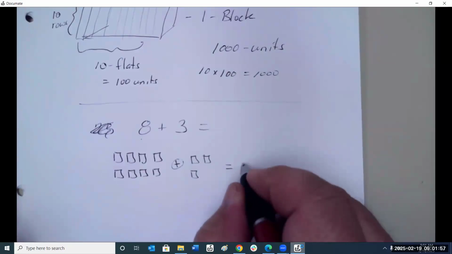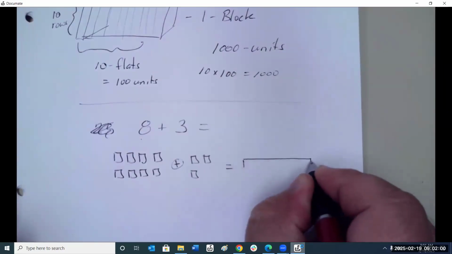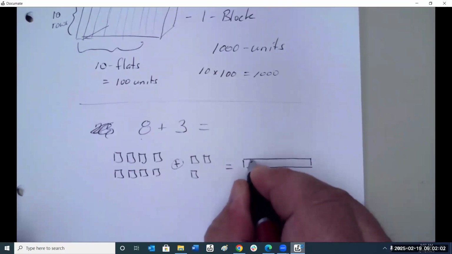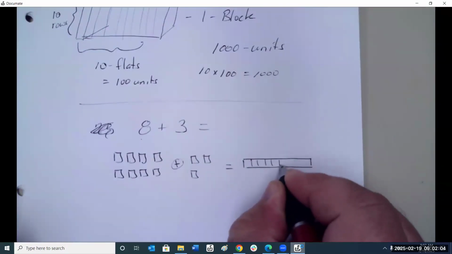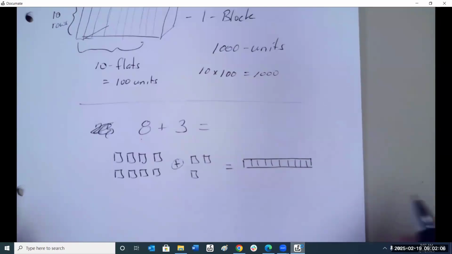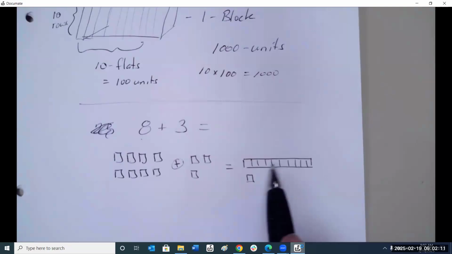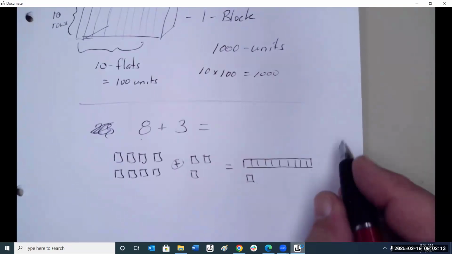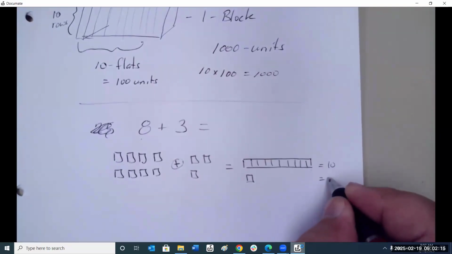So when we do that, we know that we're going to have enough blocks to make a long with 1 left over. So this is 10. This is 1.